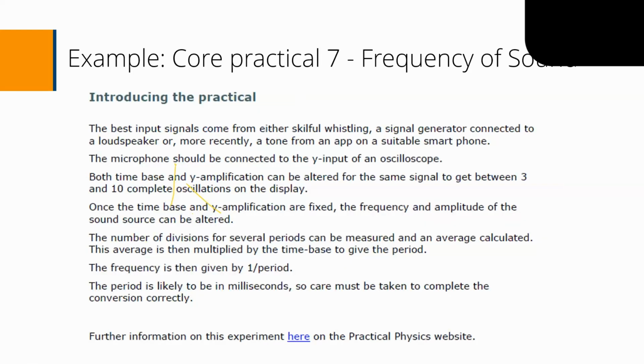Here's the core practical, so quite a bit of information about doing it. One or more ways of carrying out the experiment is outlined, and further information, including alternative practicals and other approaches, can be found by following the hyperlink. So when you download it digitally, you can see at the bottom where it says further information on this experiment, and there's a hyperlink on the word here, which will give you other alternative ways of carrying out the same practical with different sets of equipment.